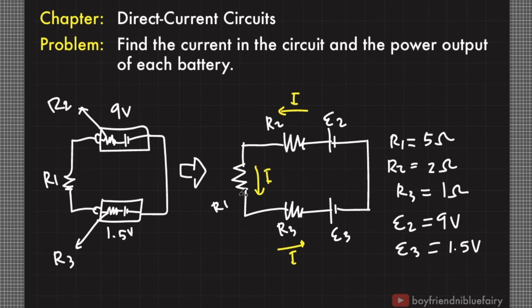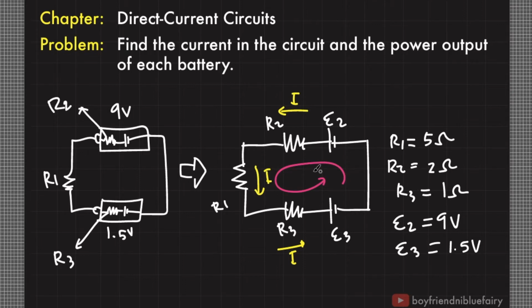Next, try to draw an imaginary loop. So I'll just draw an imaginary loop that looks like this. Similar to choosing the direction of current, you can also guess the direction of the loop. It doesn't really matter because at the end of the calculation, if you have negative signs in the current, then you have just chosen an initially wrong direction for current. So you just have to reverse it. So the direction of the loop doesn't really matter here.